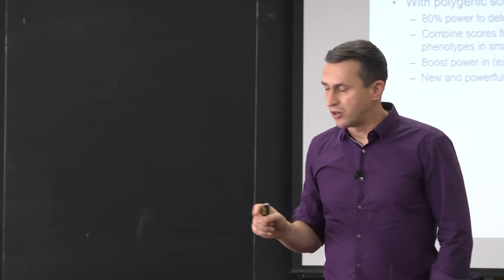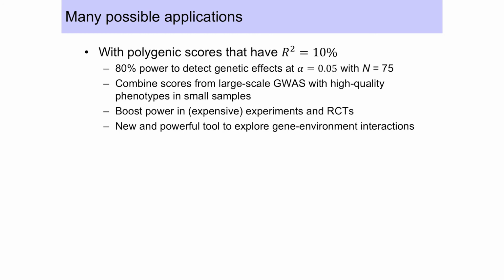Just a small reminder: if you have a polygenic score that captures 10% of the variation or more, that variable is going to be useful even in very small samples, right? So you don't need large samples to use the polygenic score. For example, if you have a polygenic score with 10% R squared, you already have 80% power to detect the association of that score with your outcome at the 5% level in a sample of only 75 individuals. So that's a small lab experiment, right?